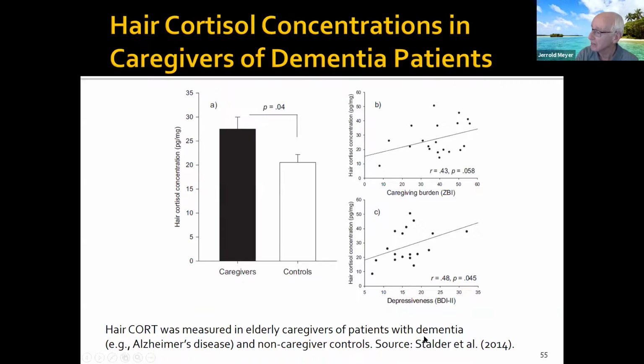But here's another earlier study, a very nice study from Kirschbaum's group when Tobias Stalder was still working with Clemens. And here they were looking at caregivers, elderly caregivers of patients with dementia, typically Alzheimer's disease. And you can see that the caregivers had significantly higher hair cortisol than the controls. And moreover, in those individuals, there was a significant correlation between hair cortisol and caregiving burden, as assessed subjectively, on a scale of that, and also depressive symptoms using the Beck Depression Inventory.